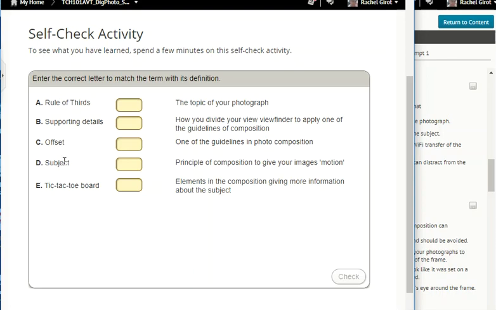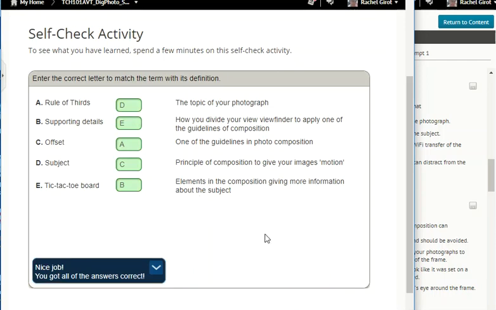I'm having a hard time between rule of thirds and offset. Principle of composition to give your images motion. Rule of thirds. Oh, I feel like all of these are rule of thirds. Elements in the composition giving more information. So the elements would be D, the supporting details. Remember, supporting details give more information. A principle of composition that gives your images motion. I'm just going to say C, offset. One of the guidelines. How you divide is the tic-tac-toe. The topic of your photograph is the subject. And one of the guidelines in photo composition, I'll say rule of thirds. Let's see if I get it right. Oh, I did it. Boy, that was challenging.